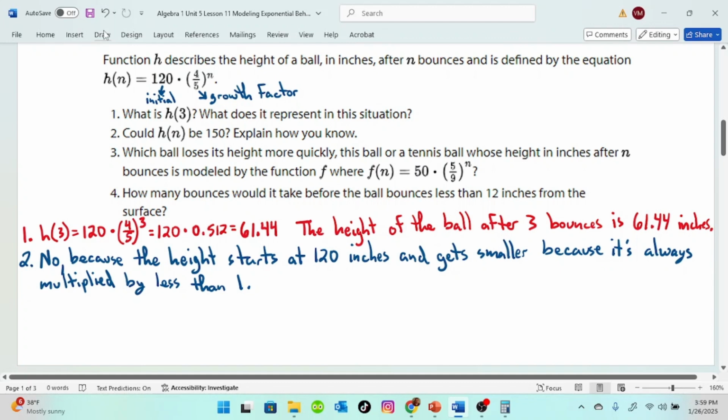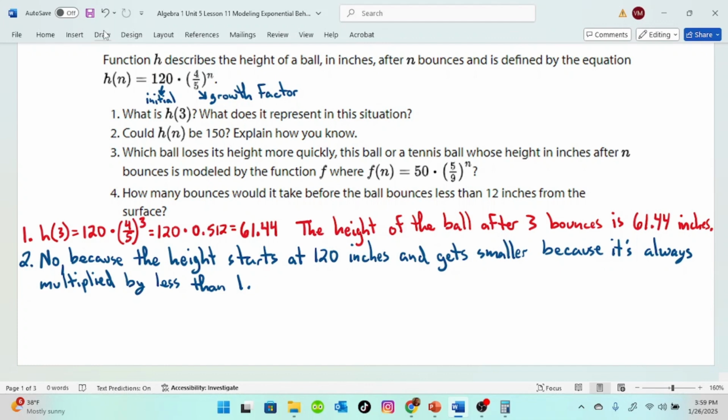Number 3. Which ball loses its height more quickly? This ball or a tennis ball whose height in inches after n bounces is modeled by the function f, where f of n equals 50 times 5 over 9 to the power of n. If we want to know which ball loses its height more quickly, we need to compare their growth factors.